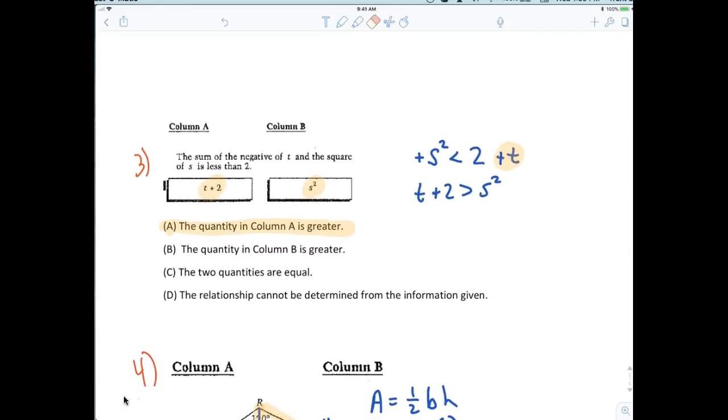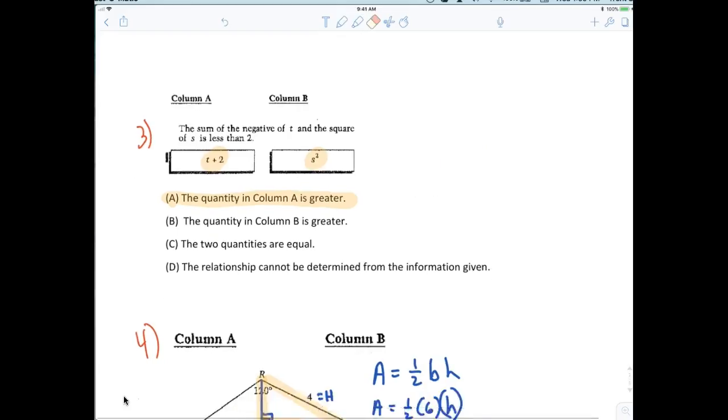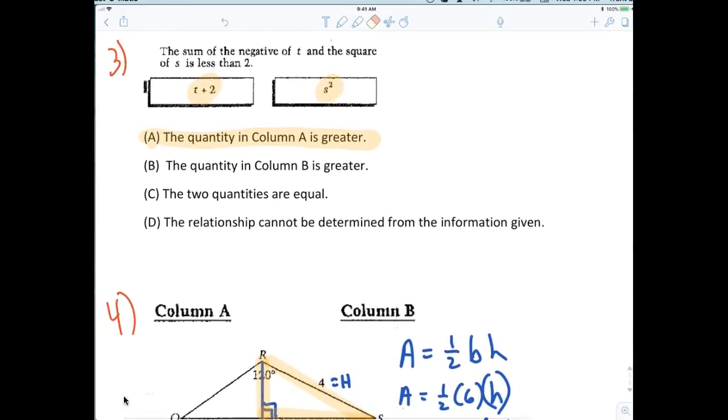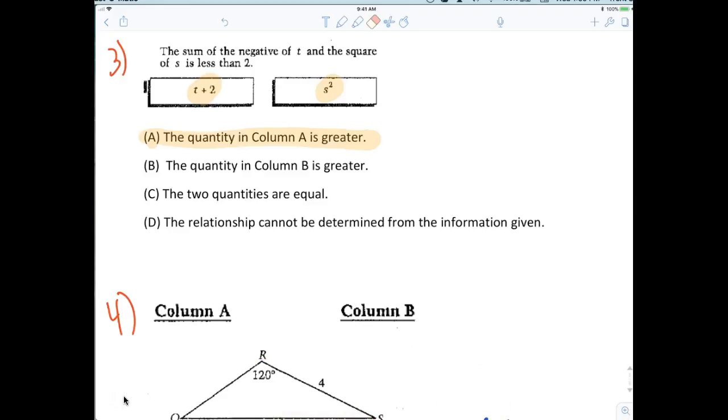Ooh, the next one is a really good problem. All right? Good. Now, again, number 3 is very, very good problem also. 3 is a very good problem, so I want to talk about this real quick. And I especially like question number 4, so please listen. It says, the sum of the negative of t, so I have to write down negative t, sum means to do what? Plus s squared is less than 2. Does everybody agree with that? Everybody good with that so far?